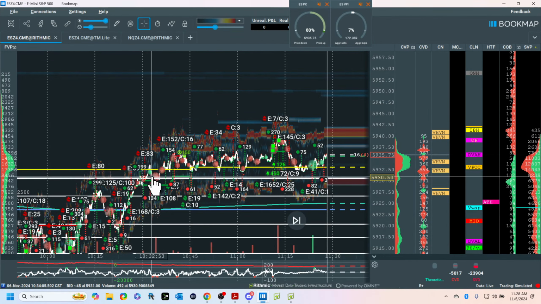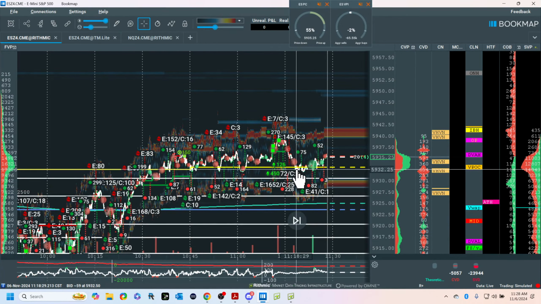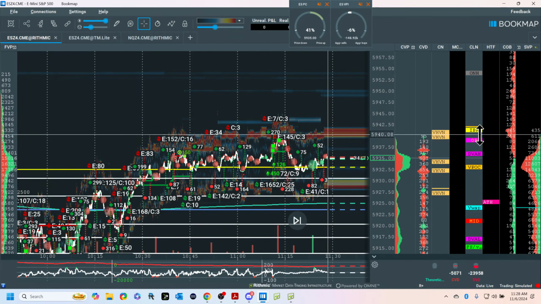So remember, stops are here and outside edges here. So I cannot initiate here. Me. Somebody else? Sure. But I am going for this.